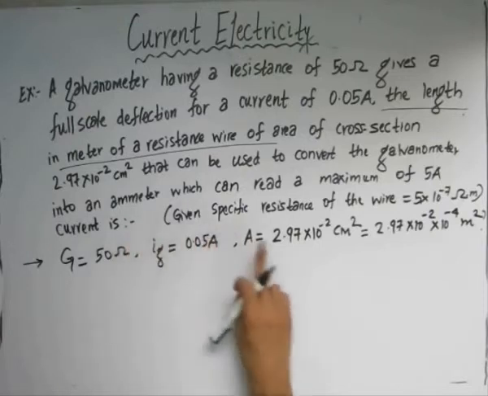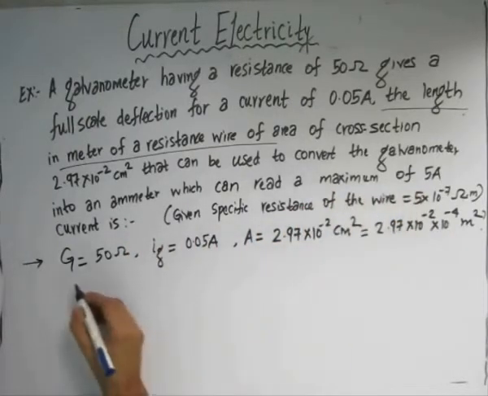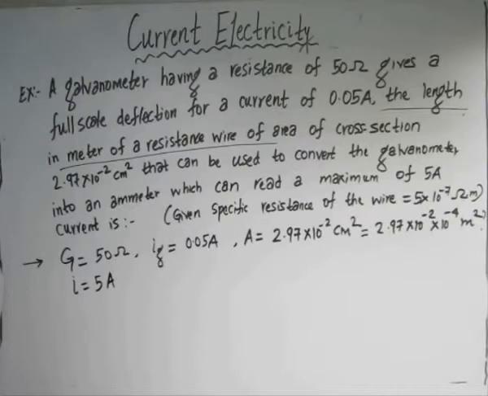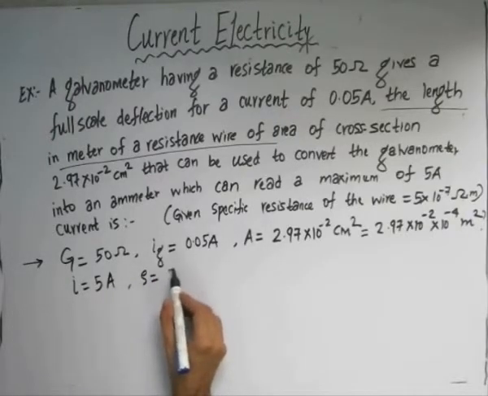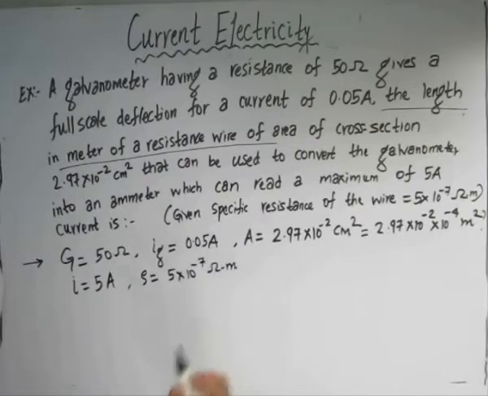We need to convert the galvanometer into an ammeter which can read a maximum of 5 ampere. So the maximum current which it can read is 5 amperes; this is the value of the modified current which has to be measured. The specific resistance of the wire given to us is 5 into 10 to the power minus 7 ohm meter. Now by using these parameters, we need to determine the length of the wire.